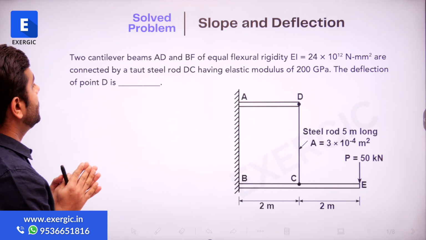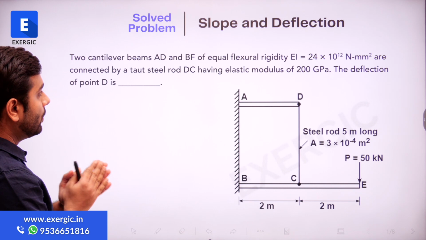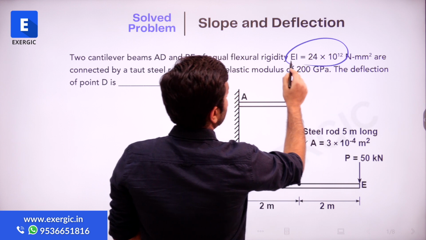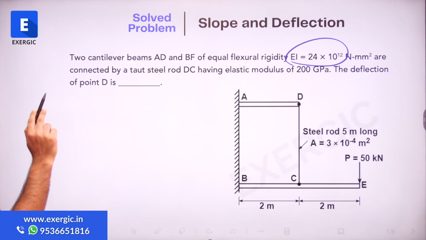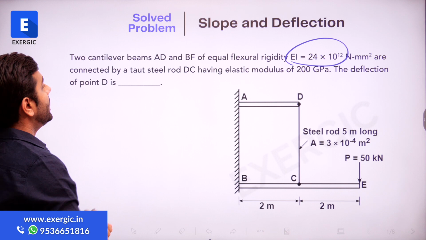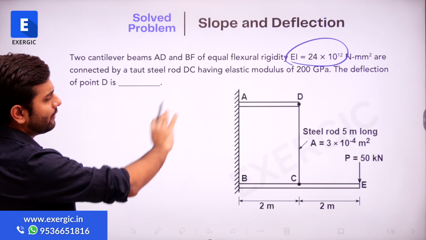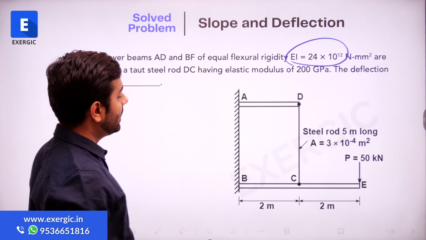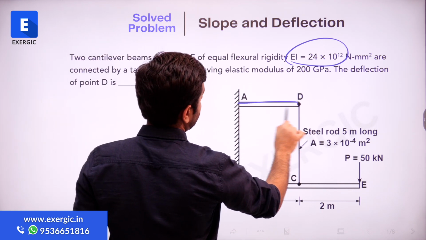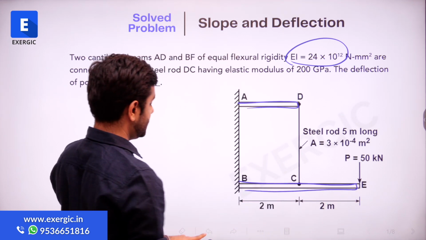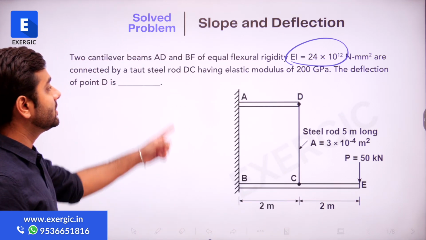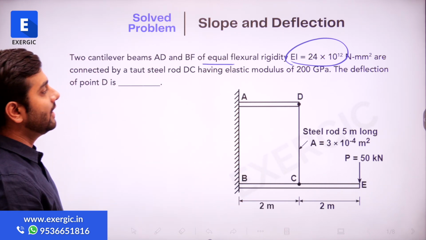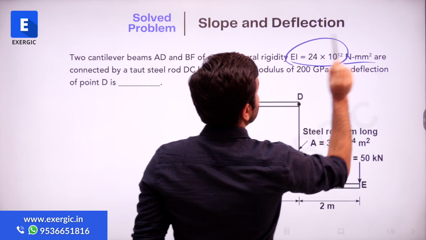It says that two cantilever beams AD and BE of equal flexural rigidity EI, which is equal to 24 multiplied by 10 raised to the power 12 Newton mm square, are connected by a taut steel rod DC. Have a look at this diagram here. You can see this is the fixed support, right? And there are two cantilever beams. This is AD and this is BE. Both of these cantilever beams have equal flexural rigidity EI. The value is given to you in Newton mm square.